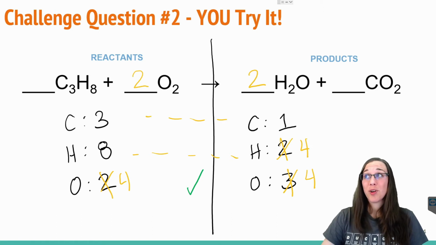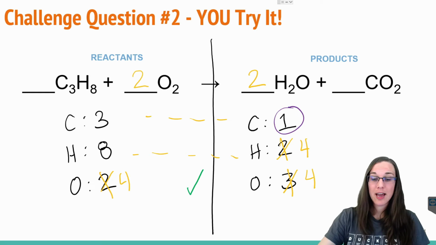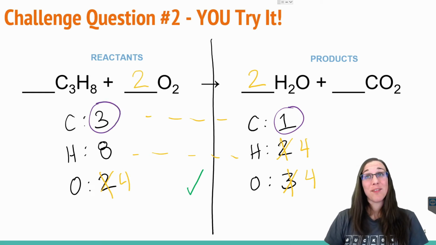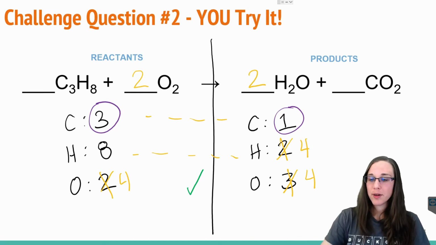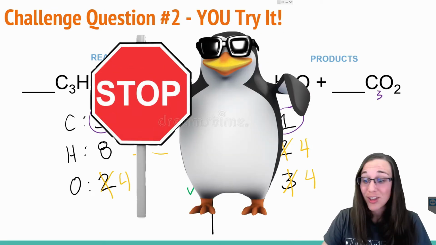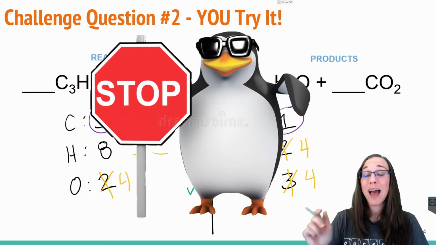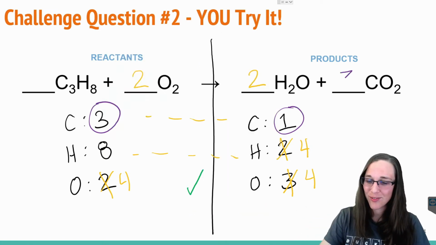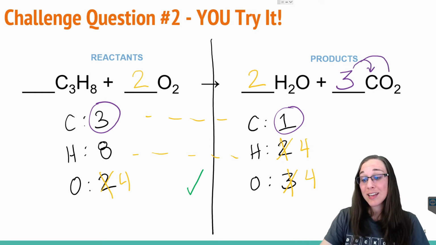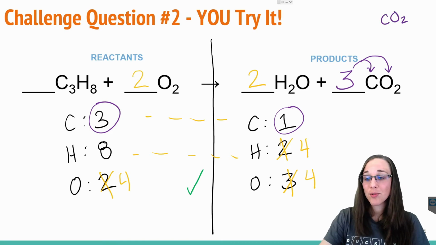So if I'm going to start with carbon next, I would see that I have 1 on the product side and 3 on the reactant side. I need to get the product side to have 3 carbons. So I'm going to put a 3 down here. Just kidding. That would be wrong. You never ever mess with the subscripts. I am, however, going to put a 3 in the front of my molecule. And that 3 will distribute into the entire molecule of CO2. In other words, I now have 3 CO2 molecules present.